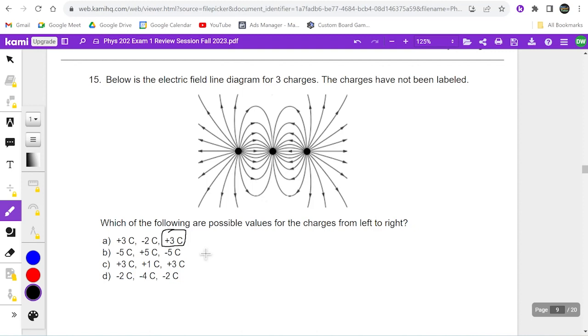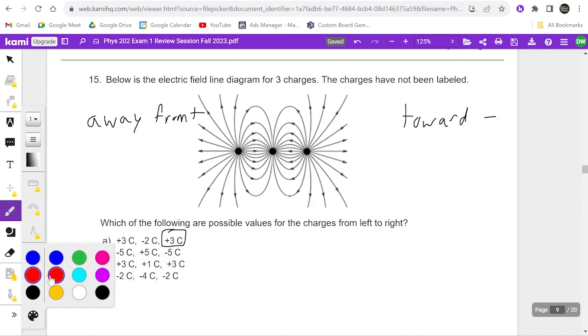So, which of the following are possible values for the charges from left to right? All you need to do for this question is to remember that the field needs to point away from positive and toward negative. And because of that, we can safely say that the left one must be positive, the middle one must be negative because the lines are going towards it, and the right one must be positive. And so the only answer choice that has positive, negative, positive is literally A.